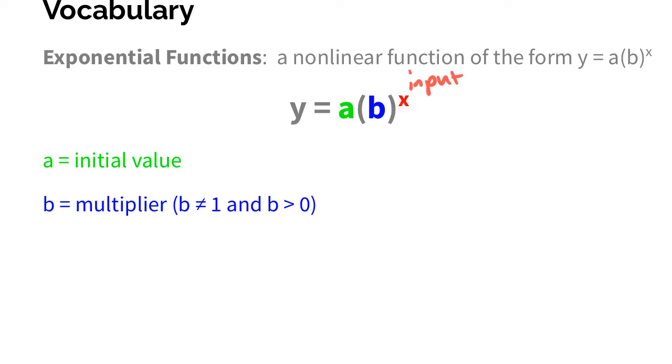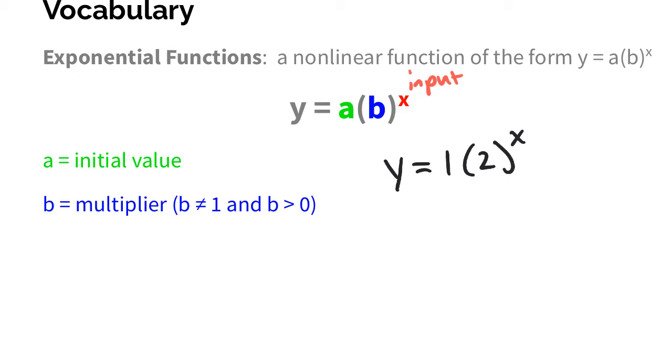But we're going to have two values written in this function, and they're going to have what's called the a value, which is going to be the initial value where we start, and then our b value is going to be a multiplier. So to give you an example, let's say that I had an exponential function written in the form y equals 1 times 2 to the x.